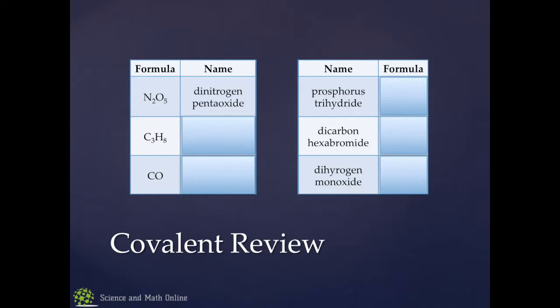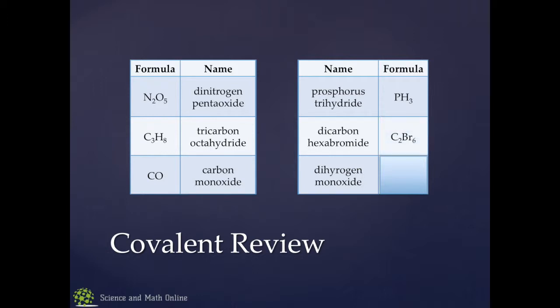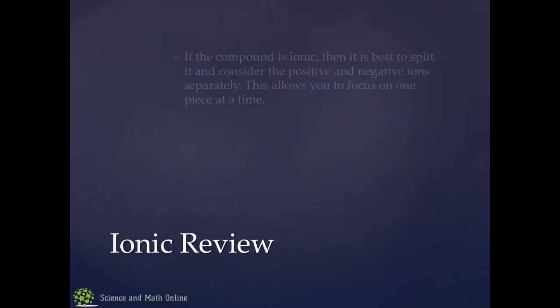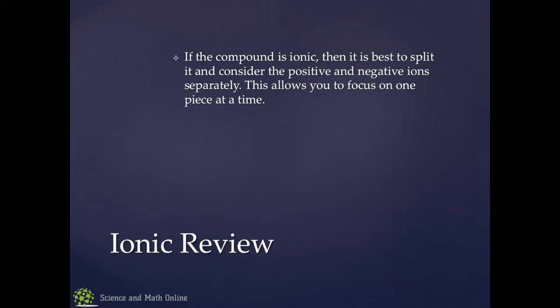Dinitrogen pentaoxide, tricarbon octahydride, carbon monoxide, phosphorus trihydride, dicarbon hexabromide, C2Br6, and then dihydrogen monoxide, otherwise known as water, H2O. Okay. All right, ionic. Ionic's just more complicated, hands down.